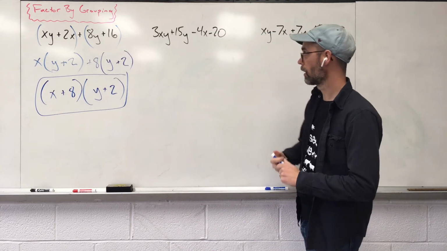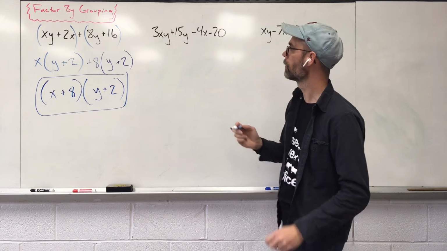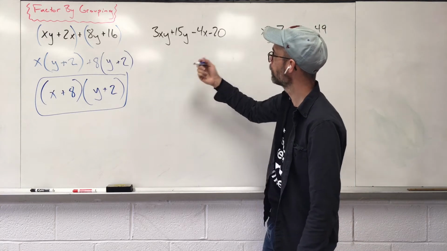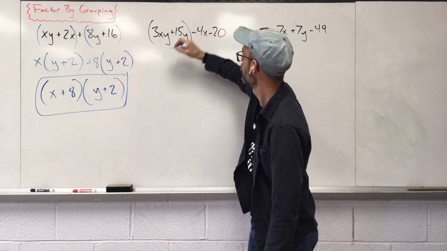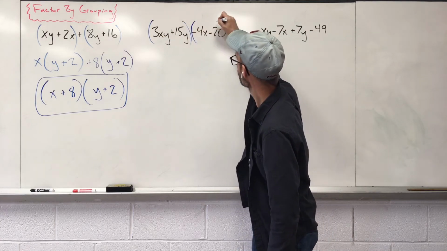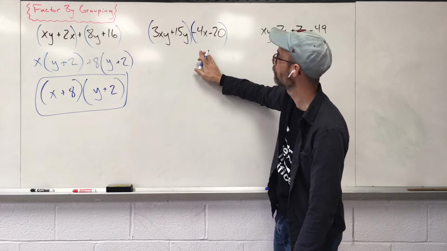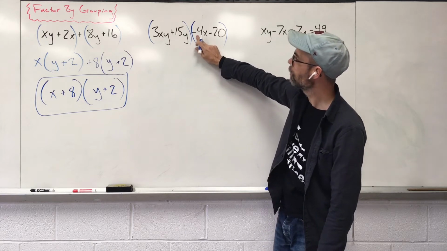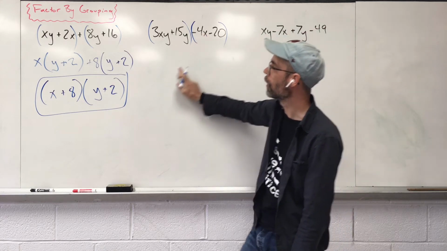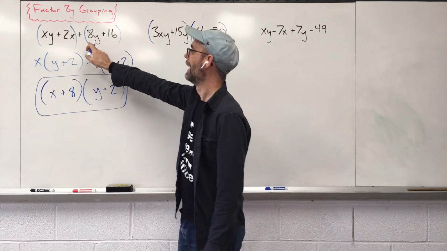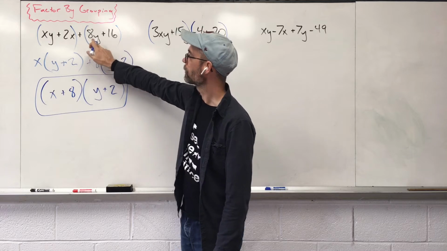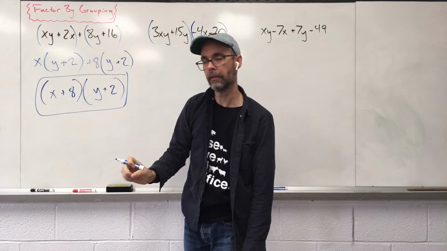Let's try it again. This time we're going to be dealing with negatives. So let's break our original problem up. We have 1, 2, 3, 4 terms. Break it up into two. But this time, be careful. When I do that, I included the negative with the 4. Over here, I didn't include the plus sign. Why? Because even without the plus sign, that 8 is still positive.